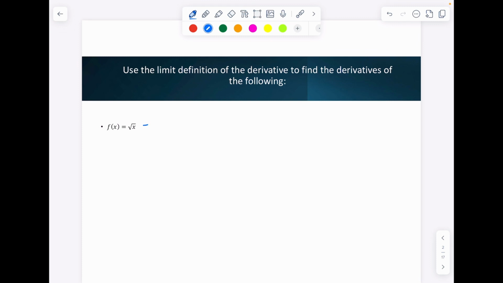The first thing I'm going to do is look at this and say, I really don't want to deal with a radical. I would rather deal with an exponent. So I'm going to rewrite it. Square root of x is the same thing as x to the 1/2.